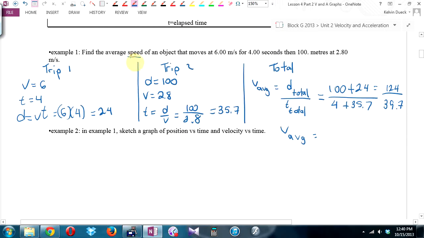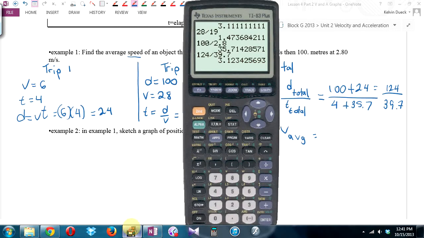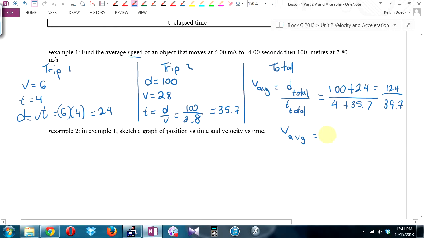You know what? Since we were dividing to find this, I know we added in the middle. Since we divided, I think I'll go to 3 sig figs. So I'm going to go 3.12. Units. Meters per second.